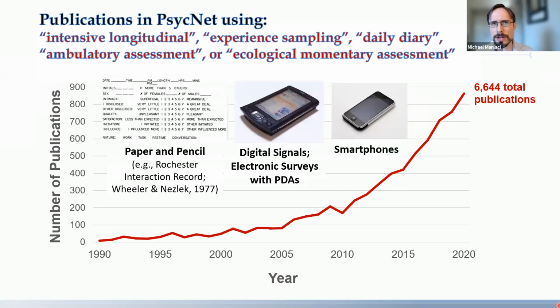Eventually, researchers started using digital signals, so still paper and pencil, but controlling when participants are signaled to fill out the survey.